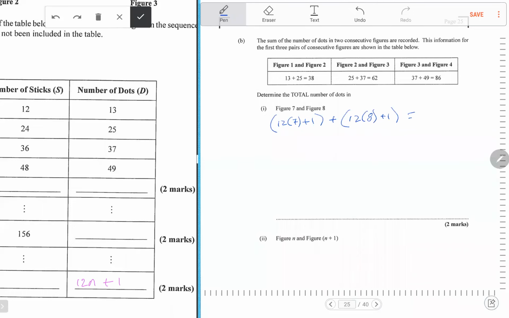So it's 12 times 7 plus, and that's 182.